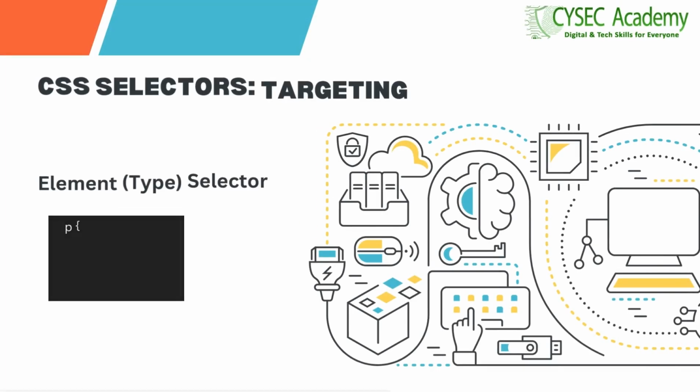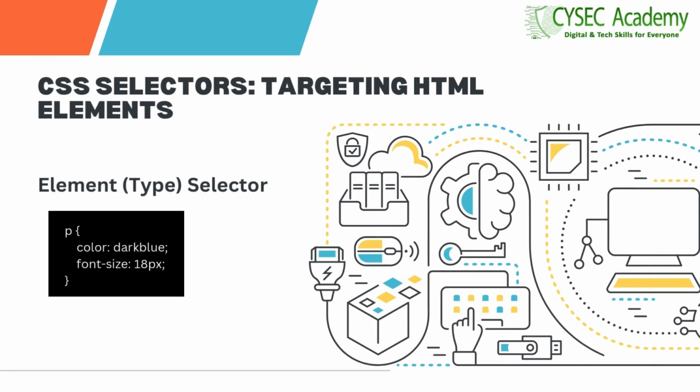The element selector. The element selector targets all instances of a specific HTML tag, applying a common style to all of them. The example on the screen will apply a dark blue color and 18-pixel font size to all the paragraph elements on the web page.